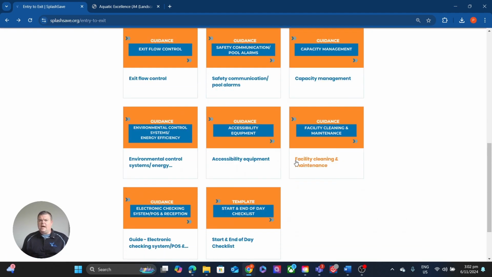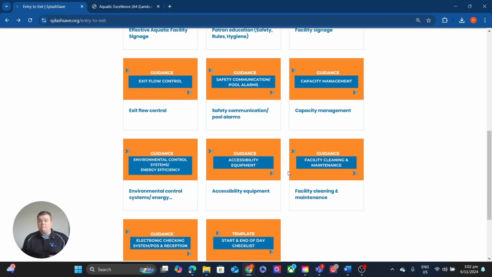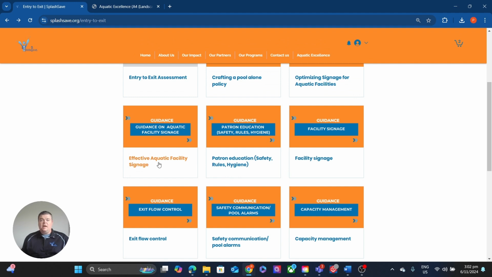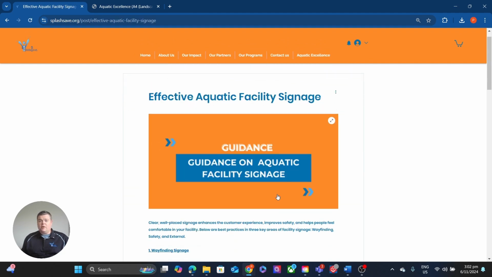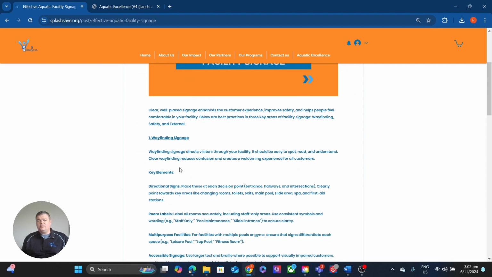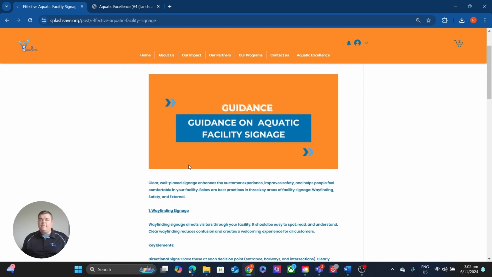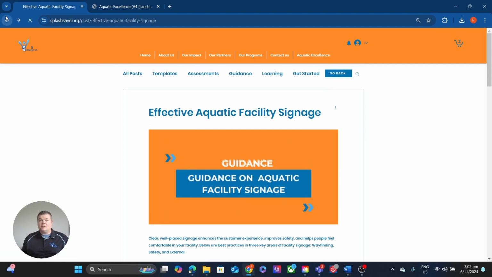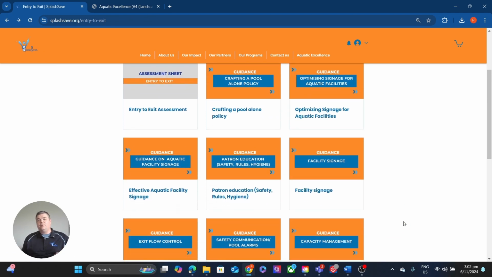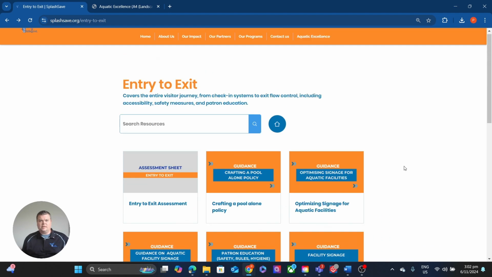So as you can see, as you dive in, there is a whole bunch of great tools here that you can use. If I jump into the effective aquatic facility signage piece of guidance, what you can see here is it takes you through all of the different elements that you need to consider when looking at your signage. There is also a full training associated with the signage so that you can actually deliver the best possible signage that you can around the facility, making it clearer and easier for your customers to use your facility.